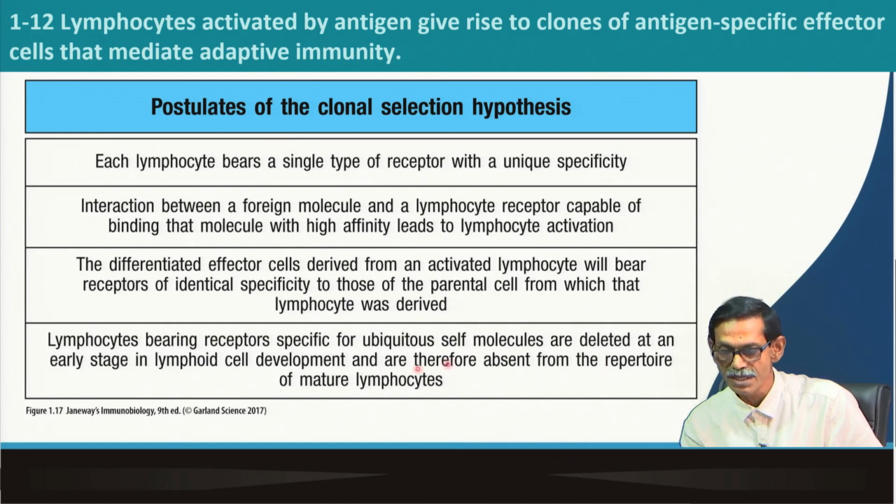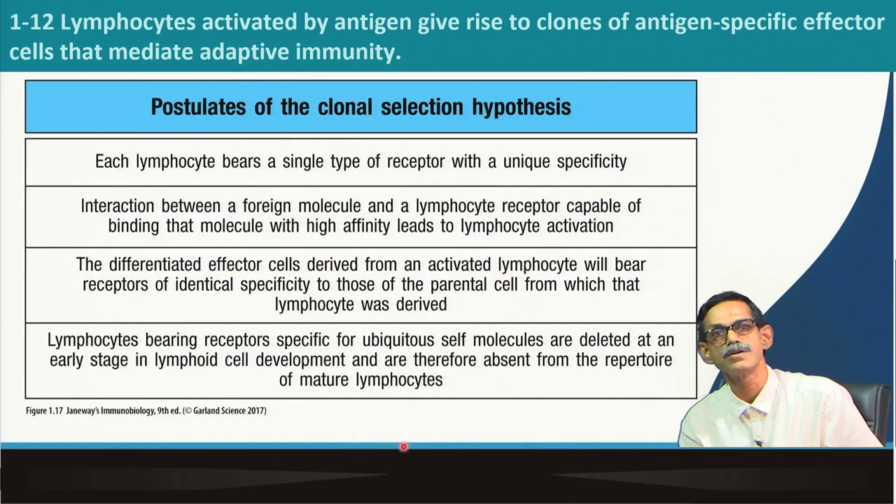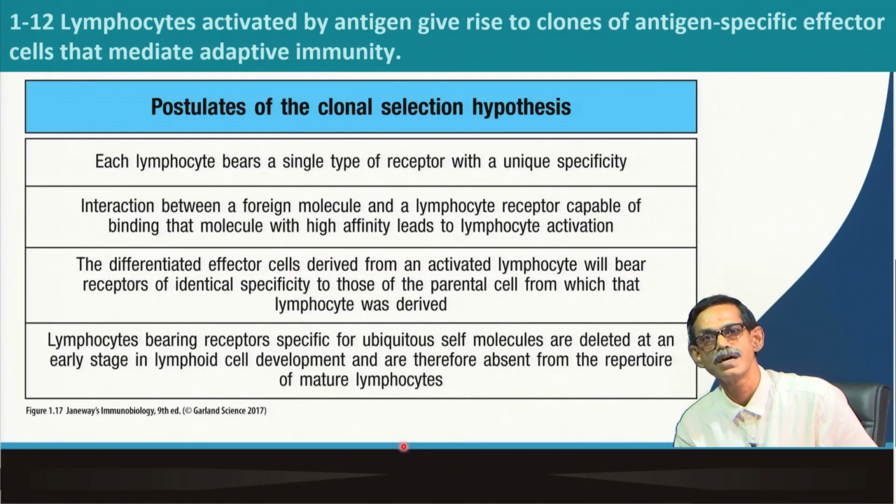So, if you interact with the self molecules, that particular cell will be deleted in the early stage of cell development, that is this part. Okay. All these events together we call the clonal selection hypothesis. That is very important, a basic principle of adaptive immunity.